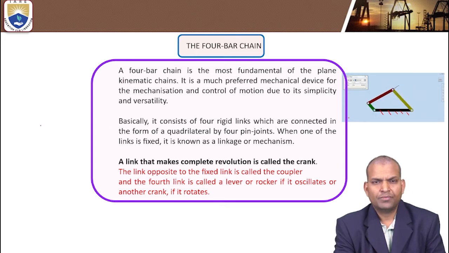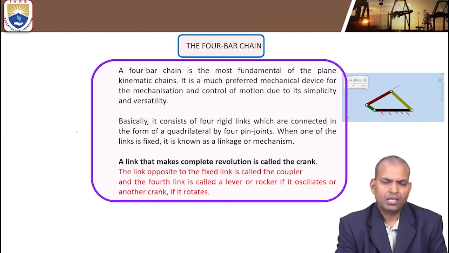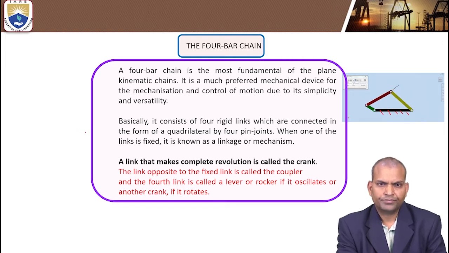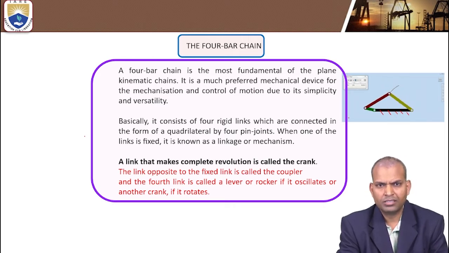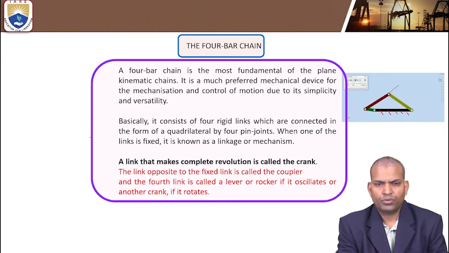So these are the different names given to the links based on the rotation, or based on the position, or based on the function of the links. If any one link makes complete rotation, it is called a crank; the link that oscillates is known as the oscillator; and the link that couples the rotating element and the oscillating element is known as the coupler. And one of the links must be fixed, then only it is known as a kinematic chain or mechanism. So this is the introduction of a 4-bar chain.